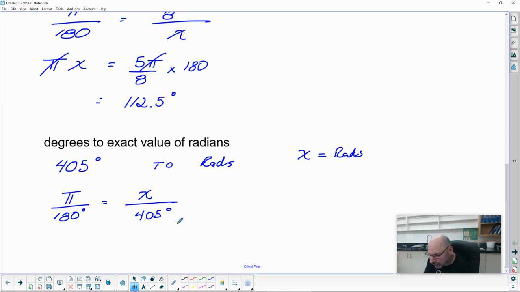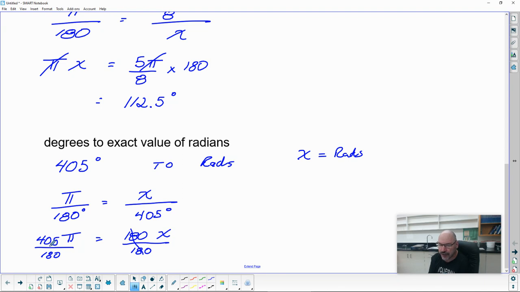Okay, so what do you do? You cross multiply. You get pi times 405, or 405 pi's, equals 180 x's. Now these are both degrees, so the degrees will cancel out, right? So when we divide on both sides, we then have our relationship, 180 on both sides. Now, if you were doing decimals, you could just estimate the pi and do a decimal of it. But since I want an exact value, we're going to turn 405 over 180 into a fraction.